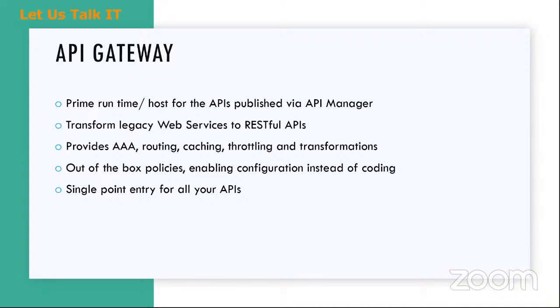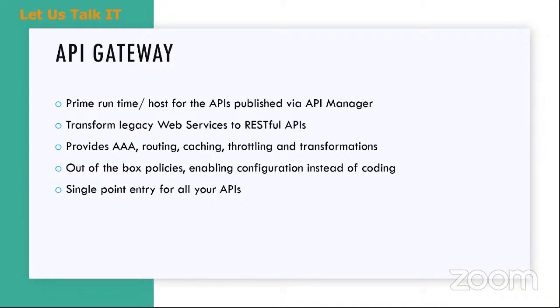Along with AAA, what else does it do? It routes your APIs. Just as we mentioned, in the standard use case where you want to call 3 different services depending on the input, you can route your APIs. You can add a caching layer after your gateway. If you want to reduce your calls to your databases or to your backend services, you can enable caching in between. And then throttling is very important.